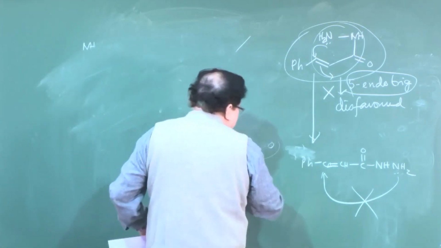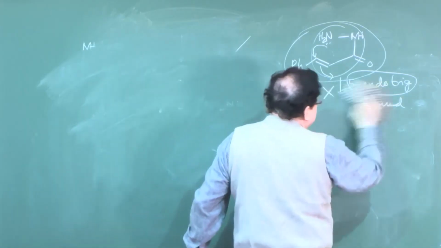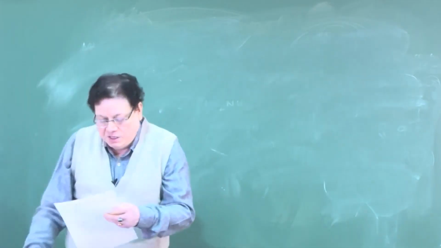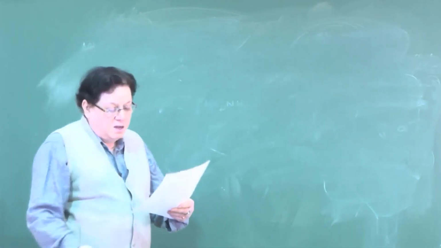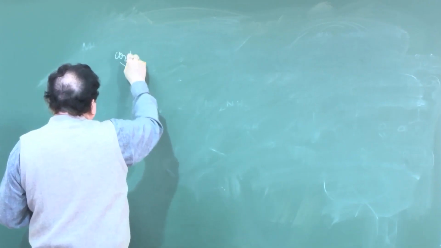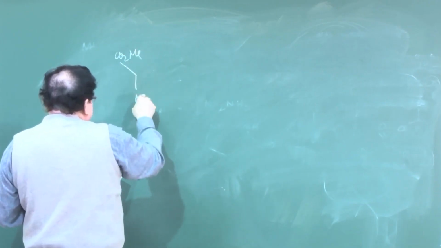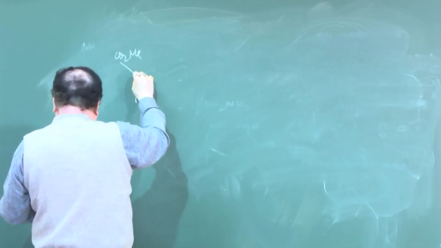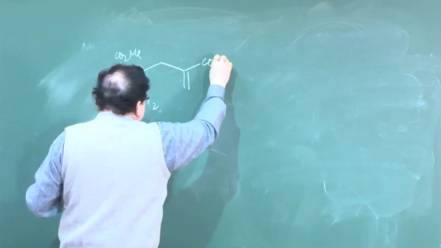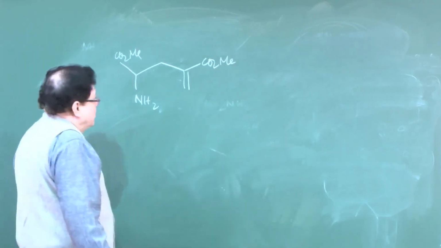Then this is the second example that I give, that involves the trigonal carbon. Let us stick to that, the trigonal aspect. There was another reaction which is also fairly interesting, that is CO2Me, then NH2, then a double bond CO2Me.